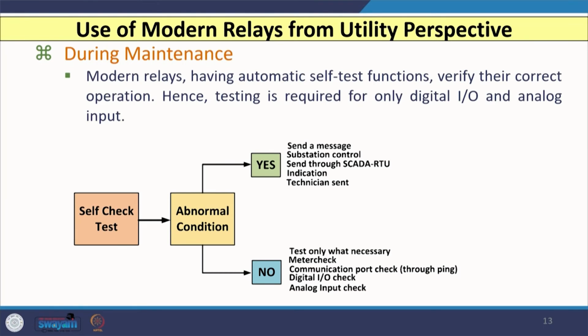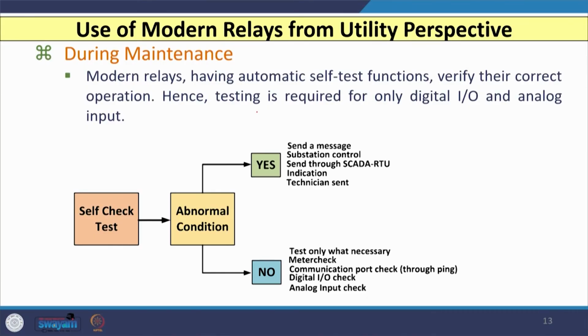One important point is that it helps during maintenance. We have discussed that this relay has a self checking, self monitoring facility. With this facility, these relays are capable of verifying their own operation, and when testing is carried out, we need to test only the digital input output and the analog input. For these three only we need checking or maintenance; for other parts the maintenance is not required or can be reduced.